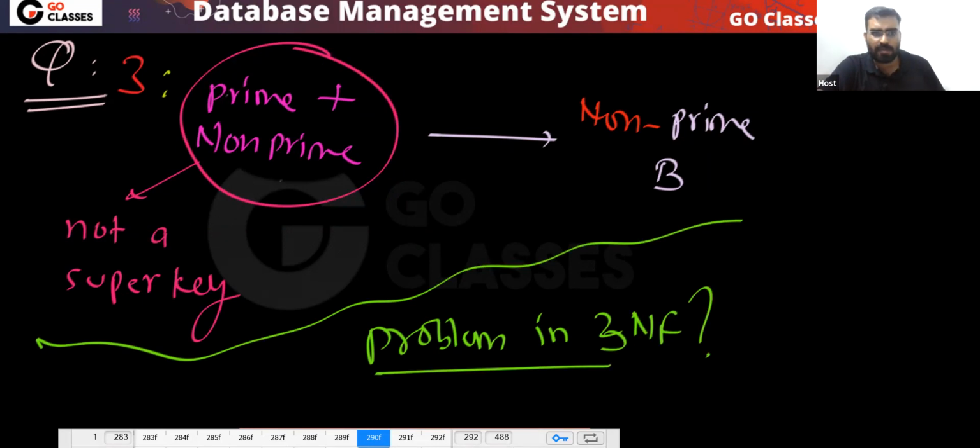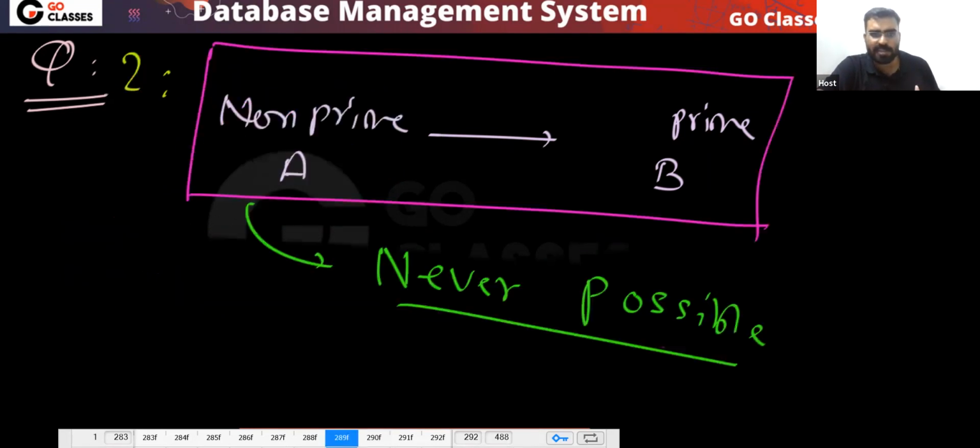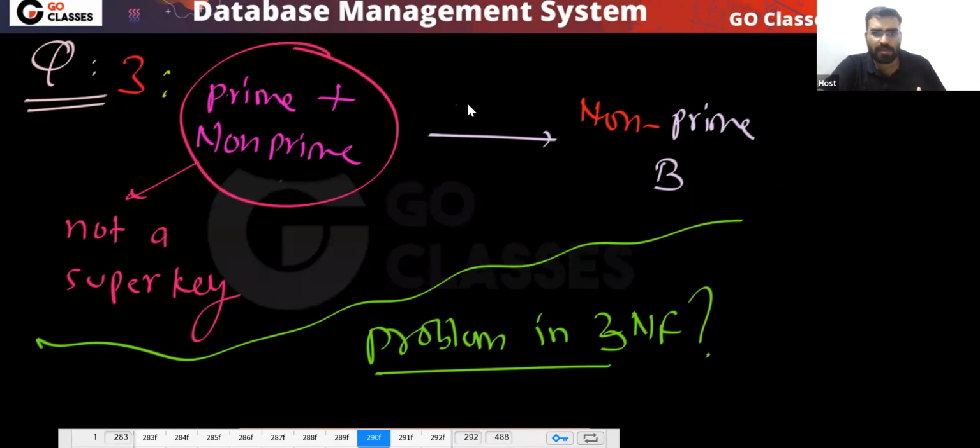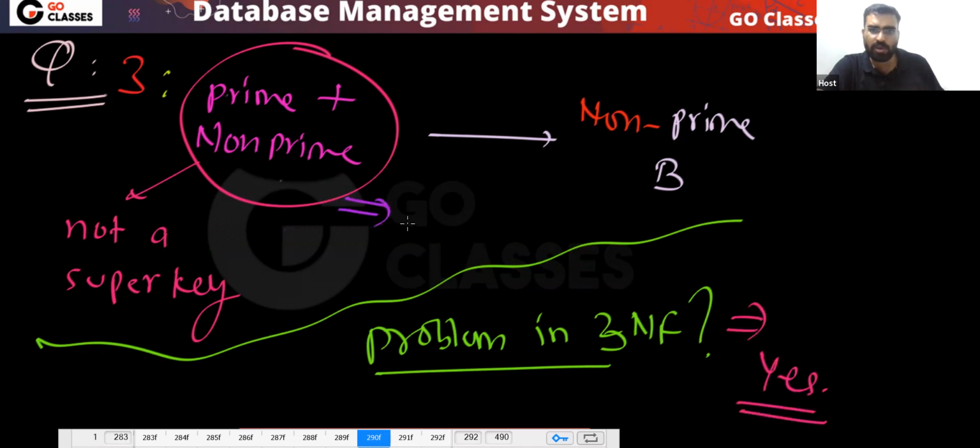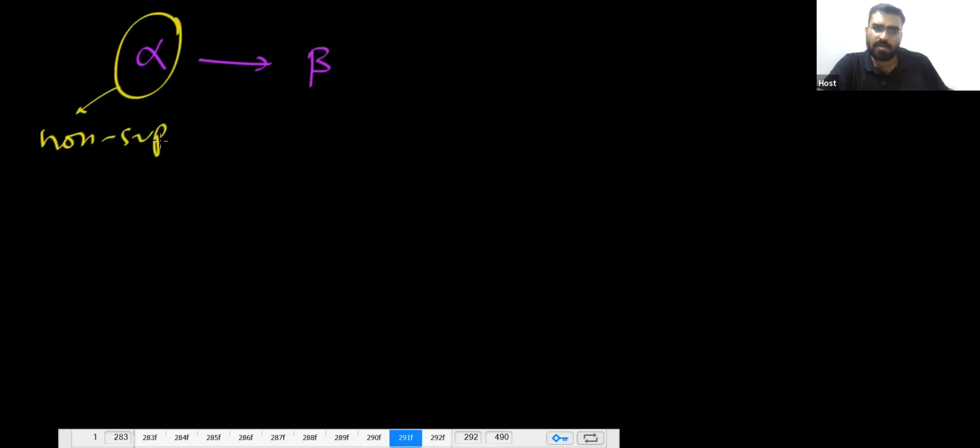The answer is yes. Yes, this is a problem in 3NF. This is not allowed. This is what I'm saying. And the same logic will work. For example, let's call it alpha. This alpha goes to beta, where alpha is not a super key, and beta is your non-prime attribute.